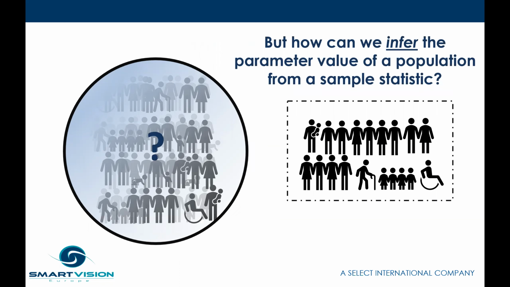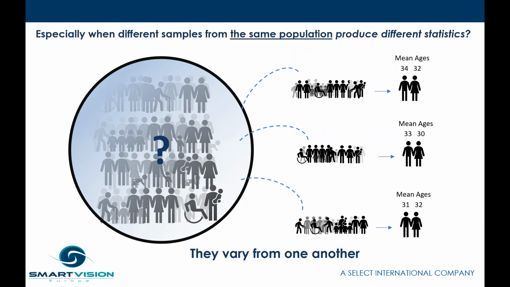So how can we use statistics to infer parameter values of a population? How do we use a sample statistic to say what the real true value is in a population when we only have a sample? Especially when different samples from the same population produce different results. If you were to take your sample from the Indian Ocean repeatedly, and let's say you're trying to measure salinity and you're measuring it to, I don't know, 10 decimal places, it's not going to be exactly the same value every single time.